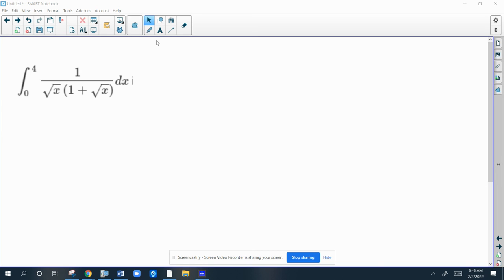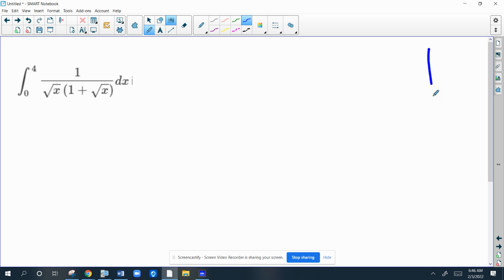So here we have what looks like a normal everyday integral. However, if you look at the integrand, it's undefined for x equals 0. As a matter of fact, there's a vertical asymptote at x equals 0. So this is an improper integral because we can't start at a vertical asymptote.